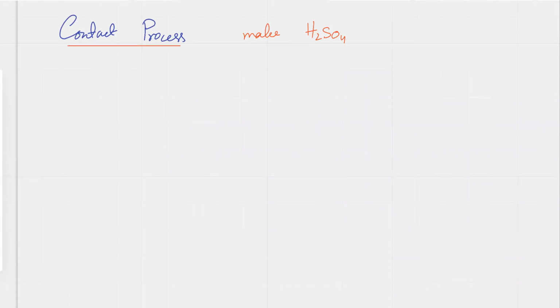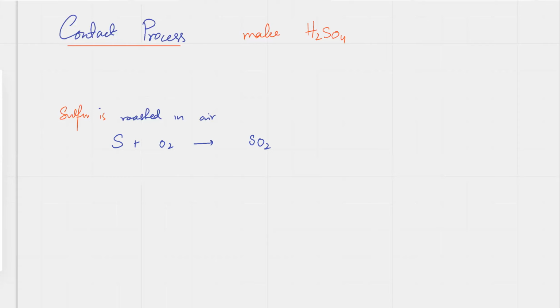First thing is sulfur is roasted in air. What that means is sulfur is burned in air. It reacts with oxygen to produce sulfur dioxide. It's an exothermic reaction. Sulfur is burnt in air.